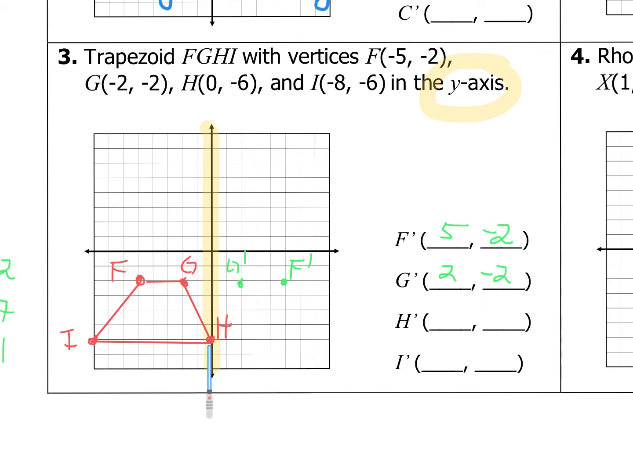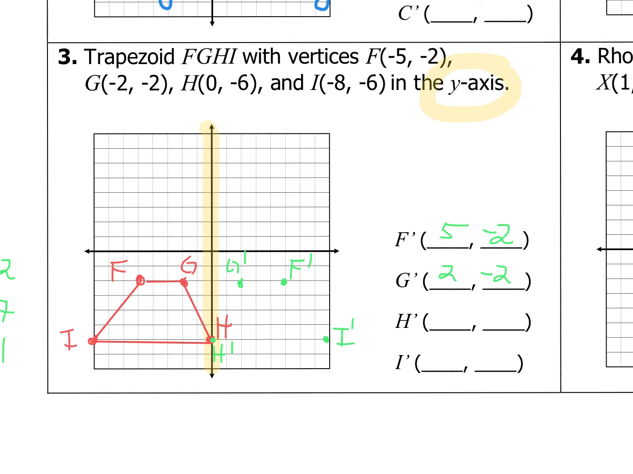And then your H is on the line of reflection. So that means it's no distance from the line of reflection. So H prime is also on that line of reflection. So it's there as well. And then I is 8 units away. So you're going to plot 8 units away over here for I prime.